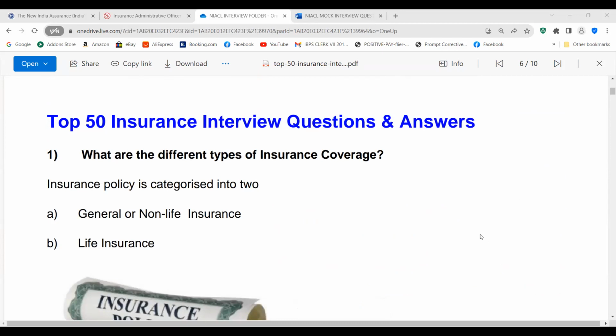Insurance coverage is the amount we feel is needed to secure us in case a loss happens. NIACL mainly offers general insurances like health insurance, fire insurance, motor insurance, third-party motor insurance. Good. Continue.